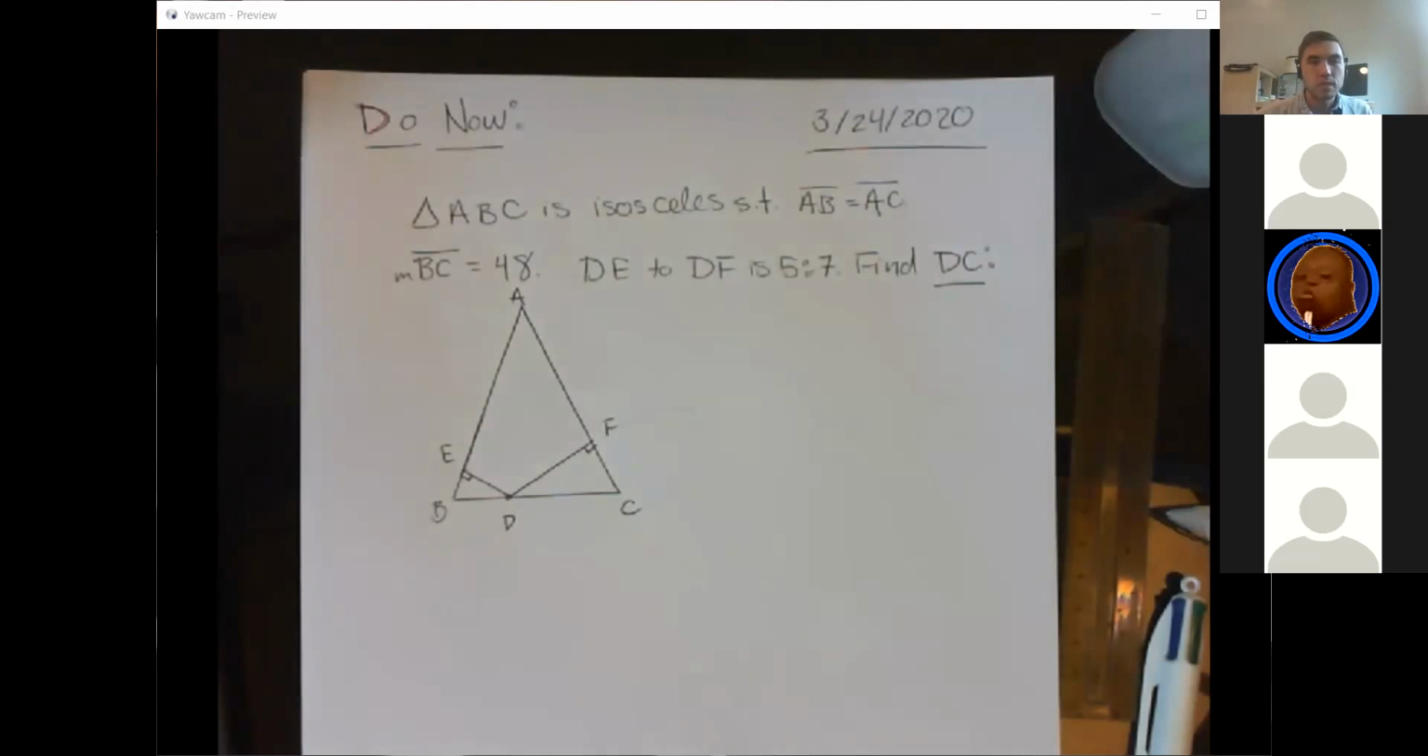So triangle ABC is an isosceles triangle such that AB is congruent to AC. And so the measurement of length BC is 48 units. If the ratio of the length of DE to DF is 5 to 7, please find the length of DC. Now, we have an upper limit that our length has to satisfy. What is that upper limit? What does DC have to be shorter than?